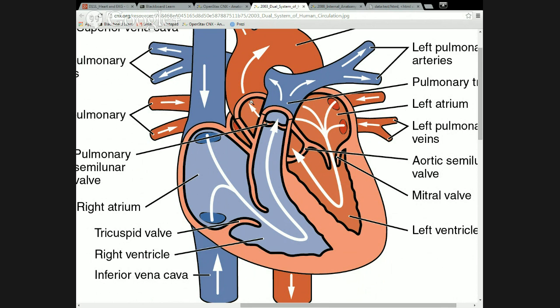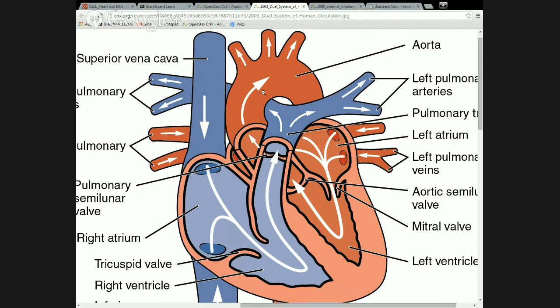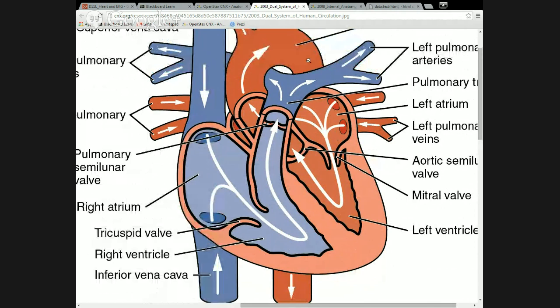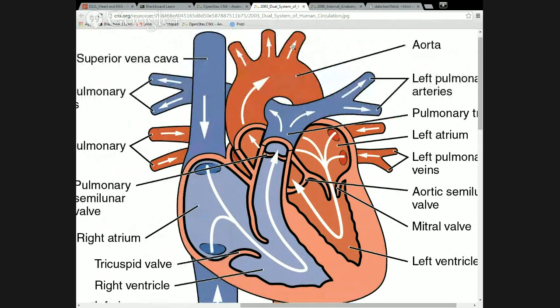aorta, which arches over the heart, and it then descends down posterior to the heart, which we see down here at the bottom. This is the descending aorta. It's just obscured by the heart, but this is the continuation of this vessel up here, carrying the blood down to the lower body. The blood going up to the upper body is going up through these three branches here. And we'll talk about what comes off of the aorta next week when we're looking at the blood vessels.